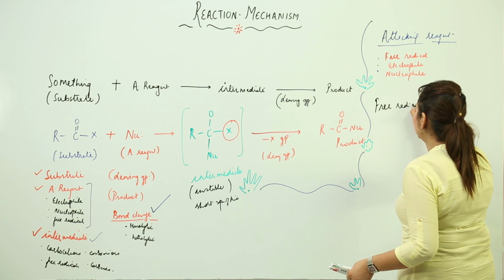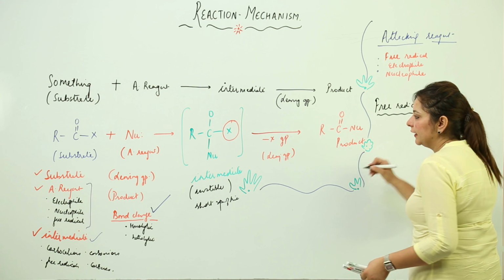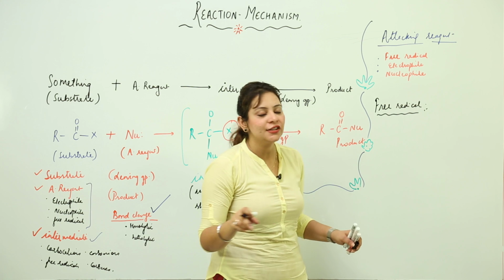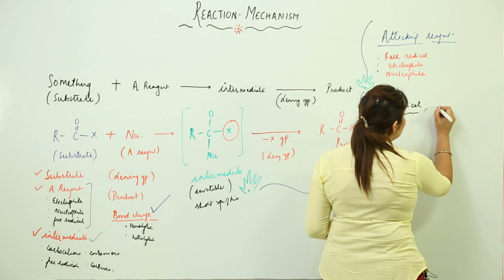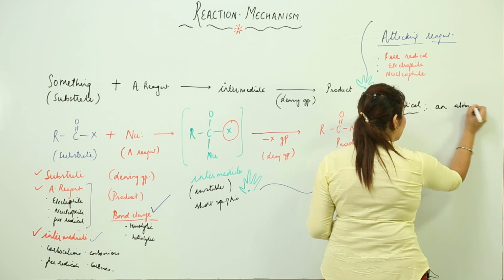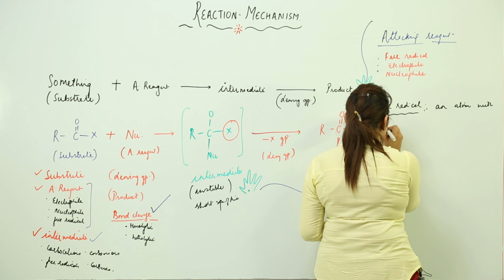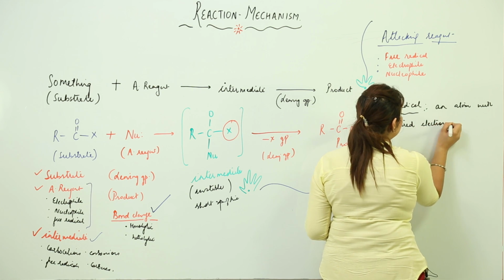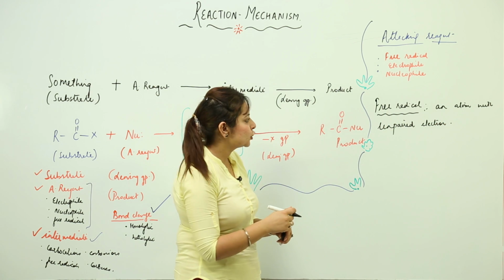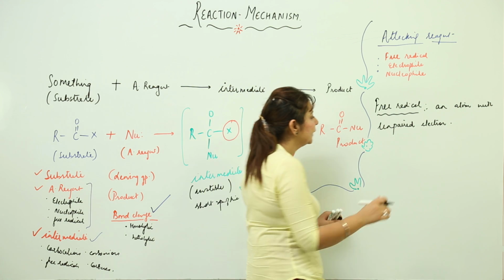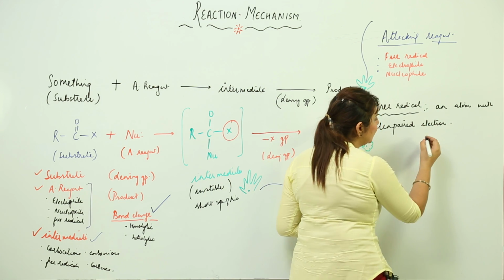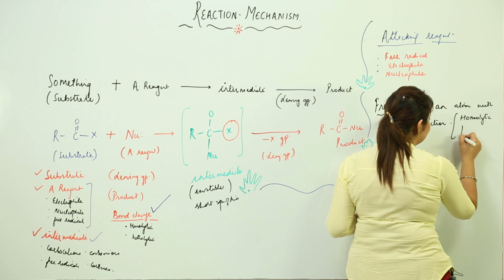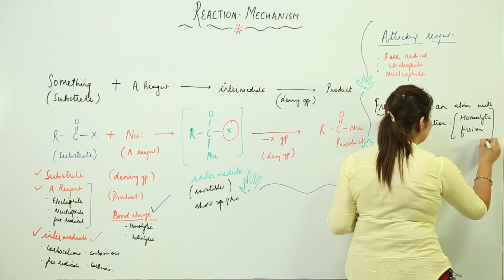As you are familiar with the free radical, as I told you in a previous lecture when we were discussing the reaction mechanism, the bond cleavage actually. So what is a free radical? It is an atom with an unpaired electron. An atom with an unpaired electron is called a free radical. And we know how it results: it is formed as a result of homolytic fission.